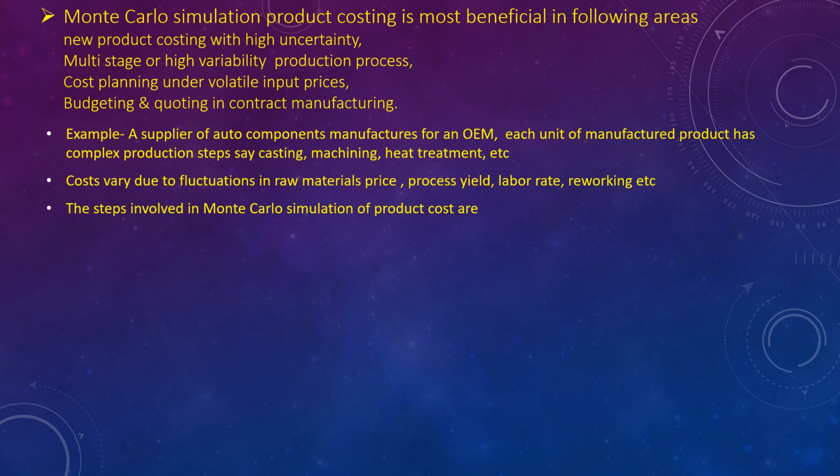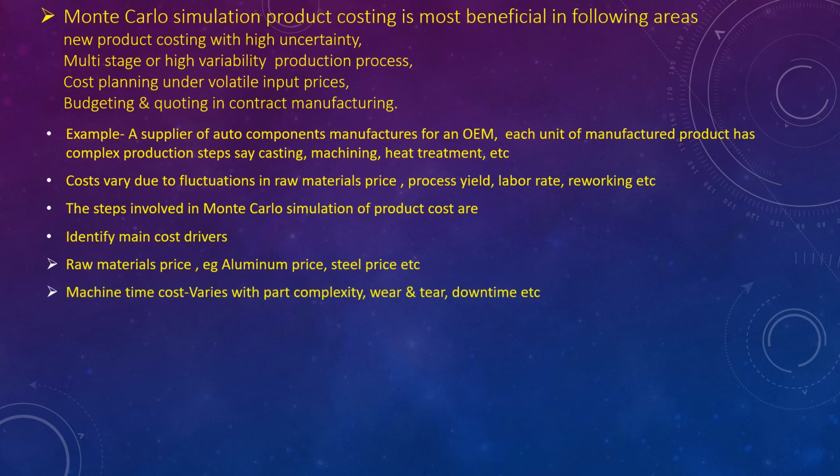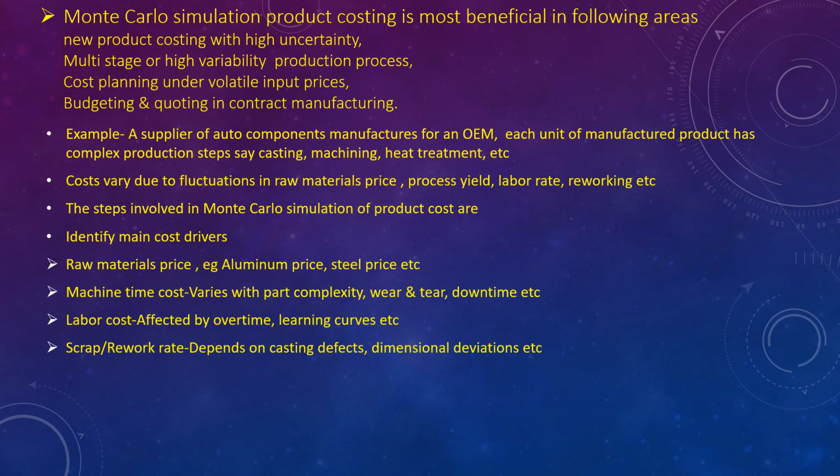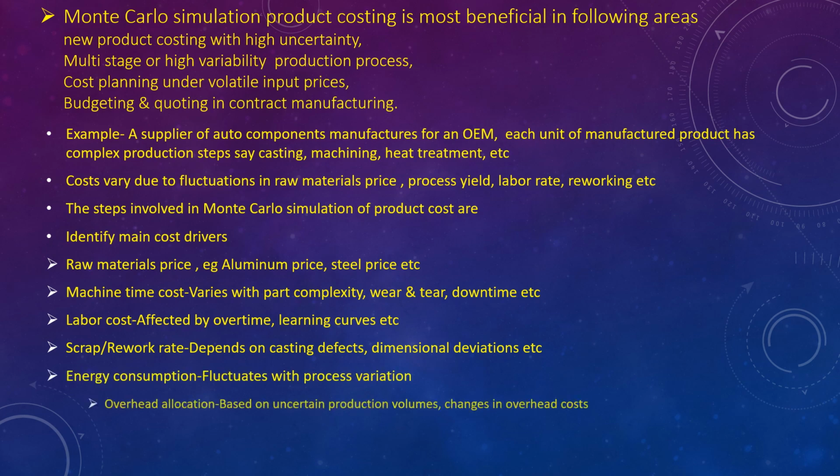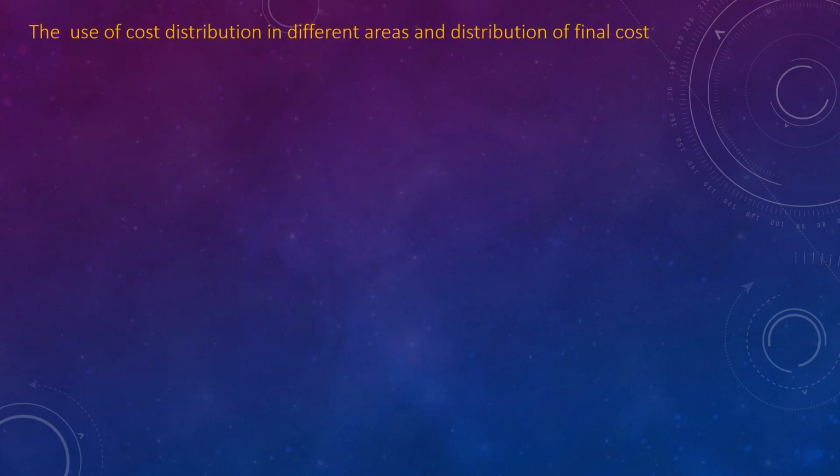The steps involved in Monte Carlo simulation of product cost are: identify main cost drivers. Raw material price, example aluminum price, steel price, etc. Machine time cost varies with part complexity, wear, downtime, etc. Labor cost affected by overtime, learning curves, etc. Scrap rework rate depends on casting defects, dimensional deviations, etc. Energy consumption fluctuates with process variation. Overhead allocation based on certain production volumes, changes in the overhead cost. The use of cost distribution in different areas and distribution of the final cost.